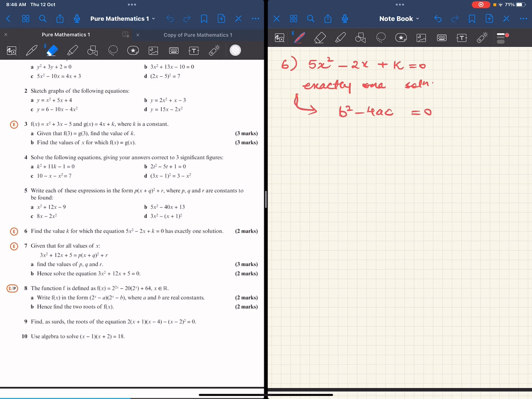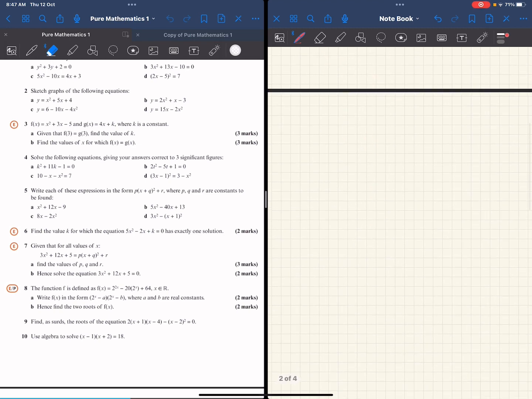So, now let's see what is our discriminant. A value is 5, b value is negative 2, and c value is k. So, b squared minus 4ac is going to be negative 2 squared minus 4 into a into c, which is k. And this should be equal to 0. So this is 4 minus 4 fives are 20k is equal to 0. Therefore 4 is equal to 20k, and therefore k is equal to 4 divided by 20, and therefore k is equal to 1 divided by 5. So that answers question number 6.